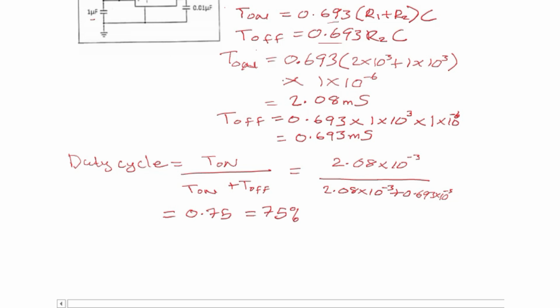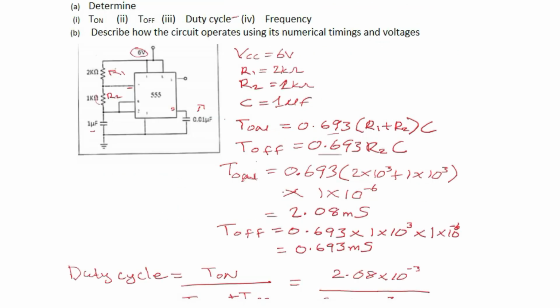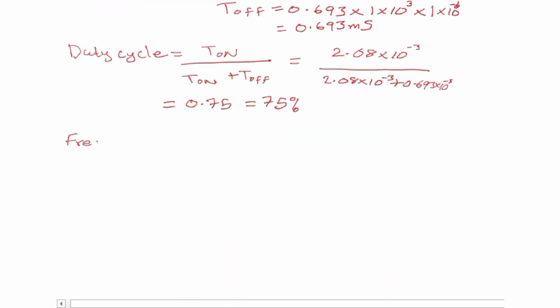Now, let's go next. What does the next one say? Frequency. Can we all recall the formula for frequency? The formula in our physics that says frequency is 1 over period? Exactly. That is the formula we are going to use here to also get our frequency.